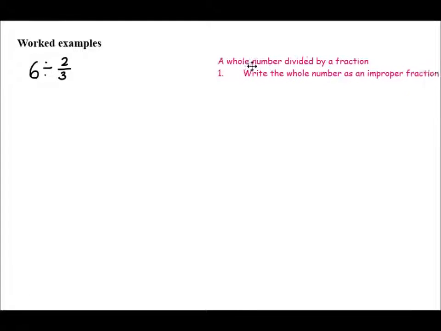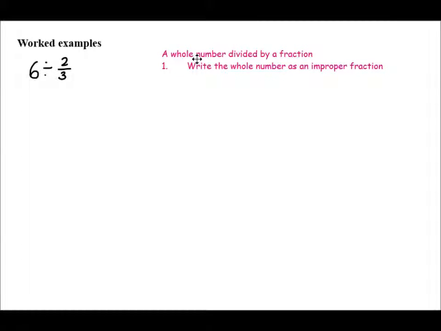Let's look at the worked examples. The first step that we take when dealing with fractions is to convert everything to improper fractions. So how do we convert 6 to an improper fraction? Well, all we do is we put it over 1. So this will now read 6 over 1 divided by 2/3.